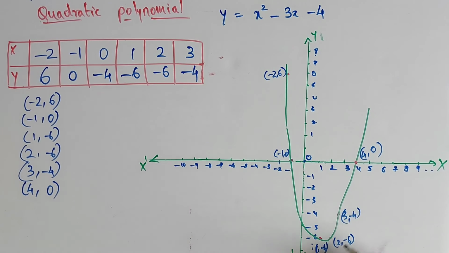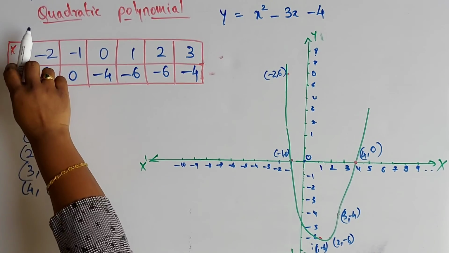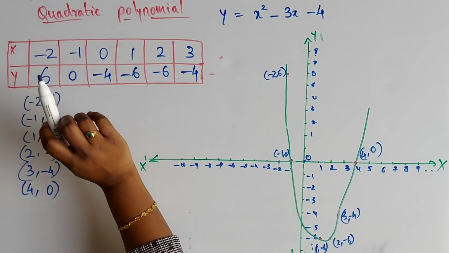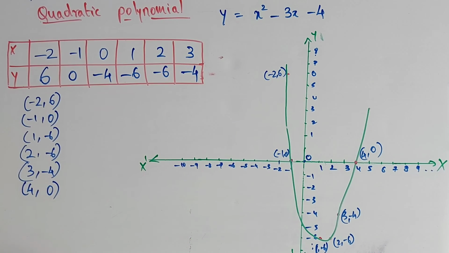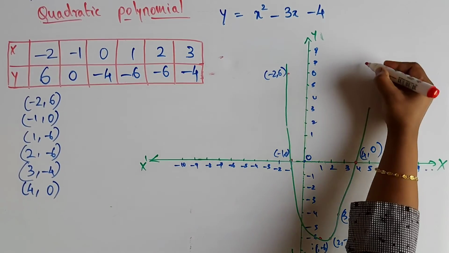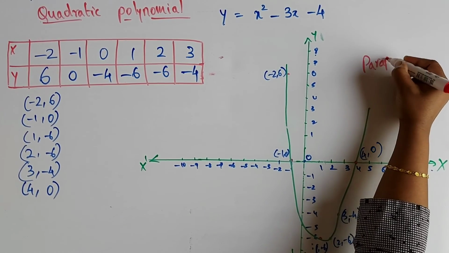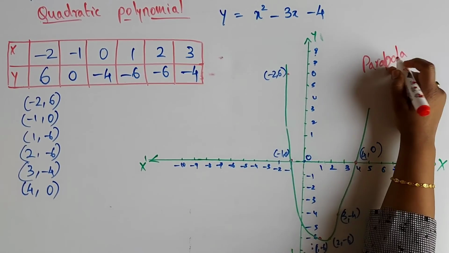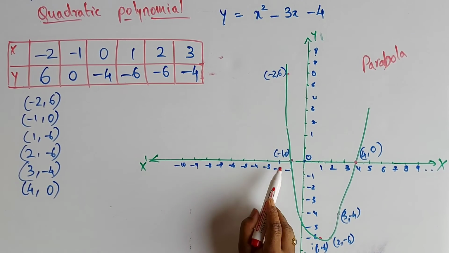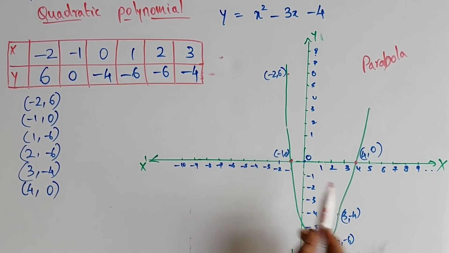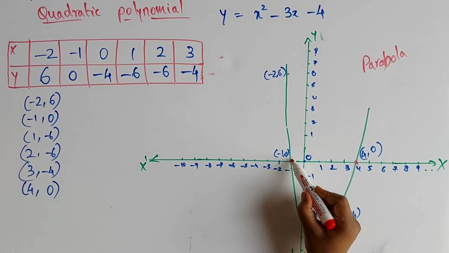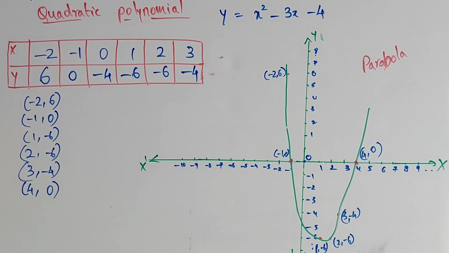Now see the shape. This shape is called a parabola. Correct, children? When you are representing a quadratic polynomial on graph sheet, you will have two zeros of the polynomial and the shape is called a parabola. Now you see the graph strikes the x-axis at 2 points, here and here. So these 2 points are zeros of the polynomial.